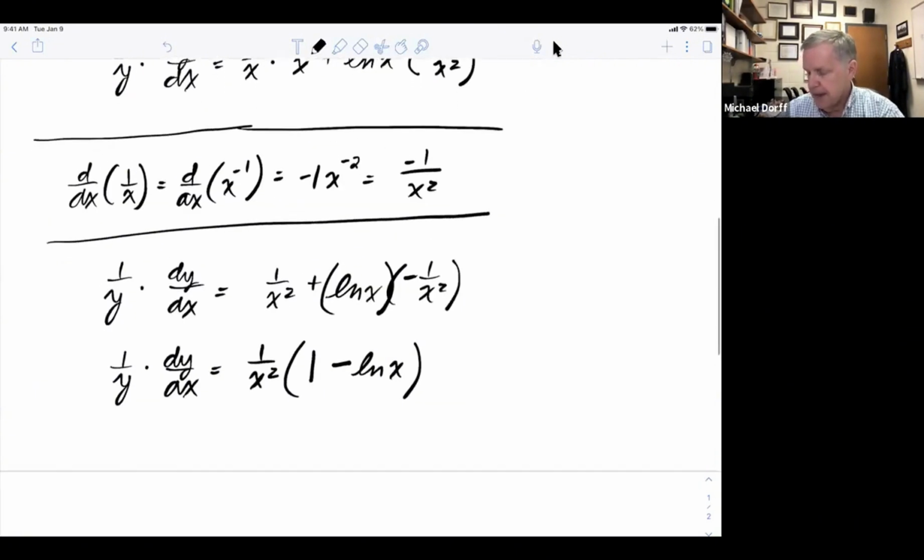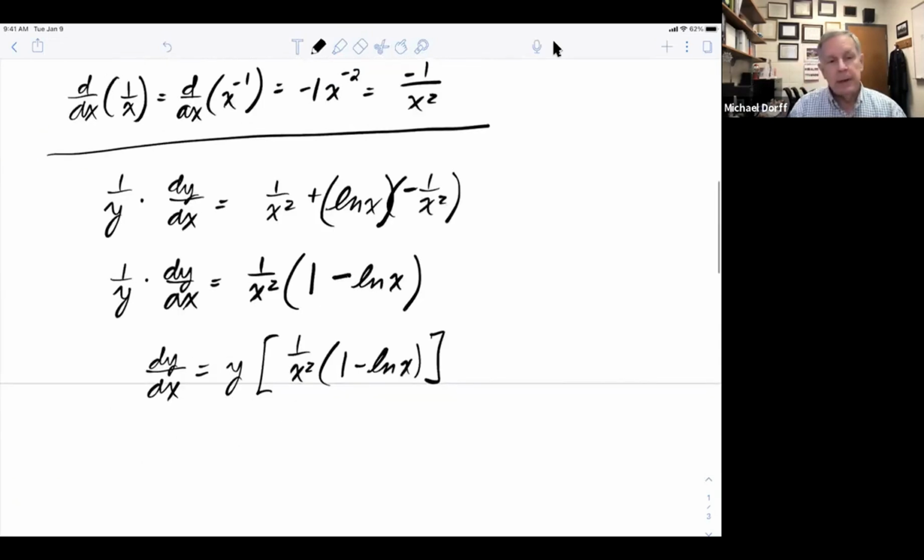So far so good. Now I have that 1 over y on the left side. I need to bring that over to the right side so I can just have dy dx by itself on the left side. So I'm going to multiply both sides by y, so I get rid of that 1 over y. So then I have y times 1 over x squared times 1 minus natural log of x. And now I don't want to leave that y there. I want to have everything in terms of x if I can on the right side. And I can do that in these types of problems.